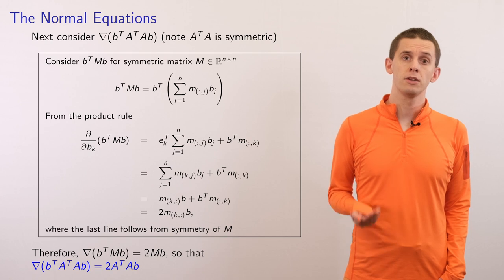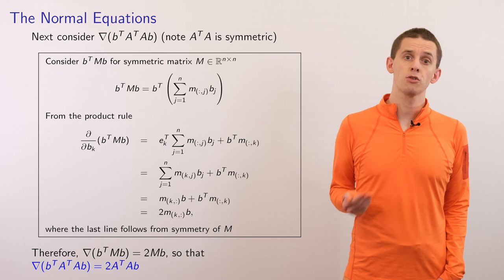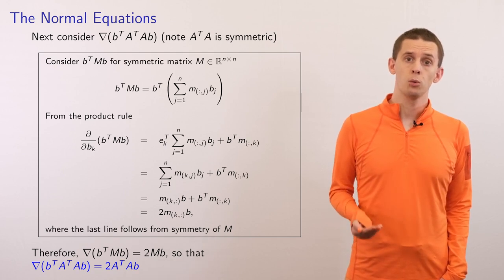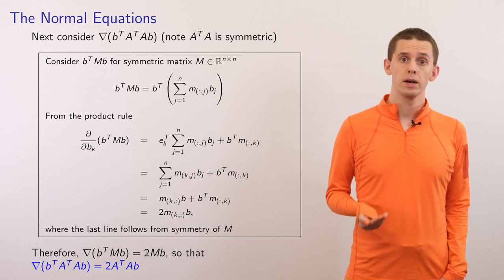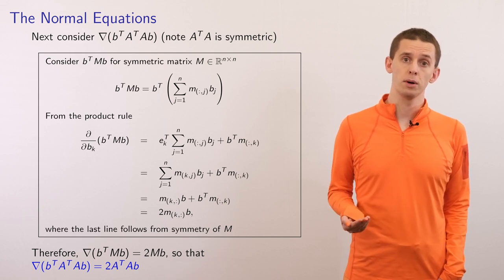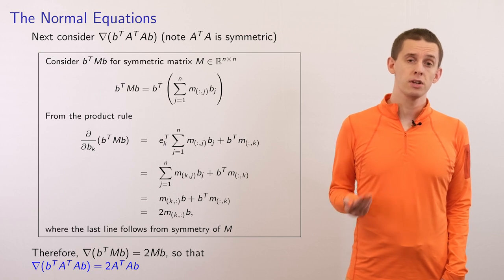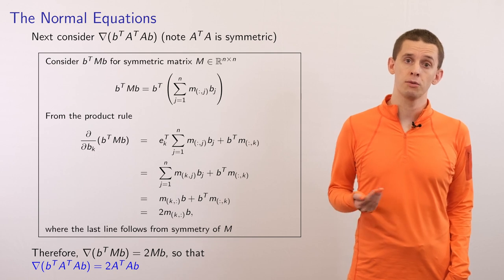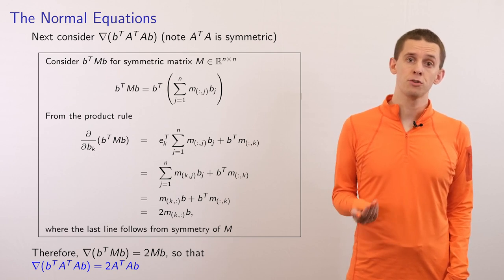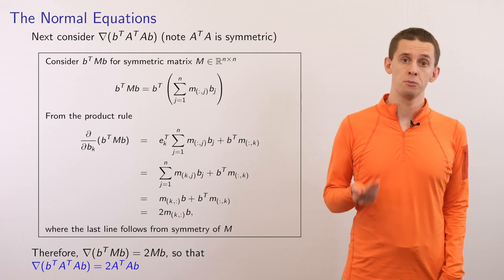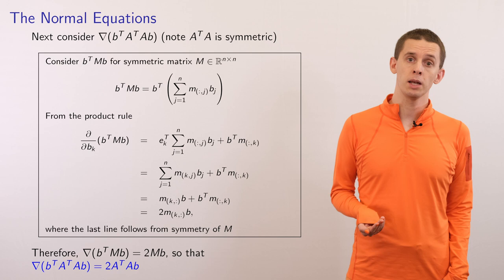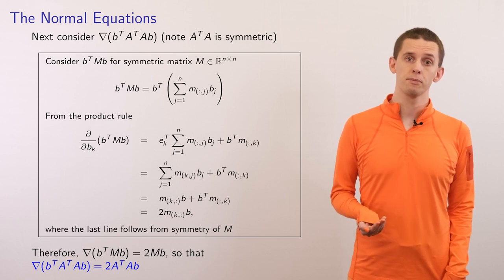We're interested in calculating the gradient of b transpose A transpose A b. And we'll note here that A transpose A is a symmetric matrix that we can write as capital M. We'll write the components of capital M as little m with subscripts. And to proceed, we'll rewrite our form b transpose M b in a slightly different way. We'll write this as b transpose times the sum from j equals 1 to n of the jth column of M multiplied by the corresponding component b_j.